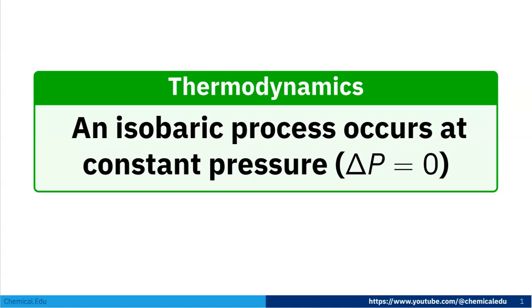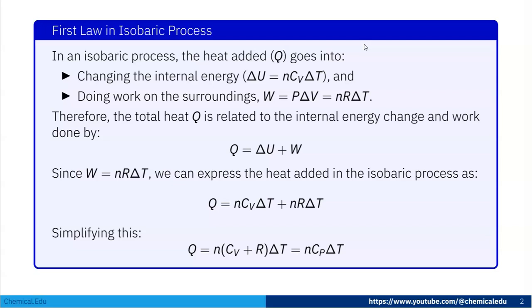Today I'll talk about isobaric process. An isobaric process occurs at constant pressure, meaning ΔP is equal to 0. Now, the first law in an isobaric process.